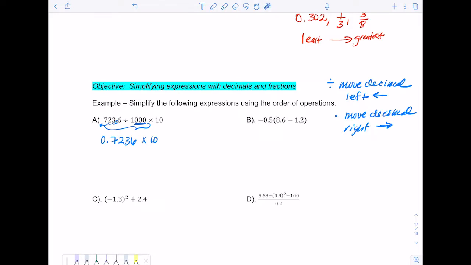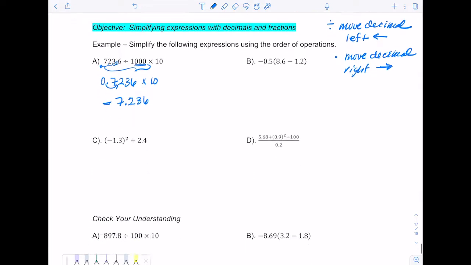Now remember, when you're multiplying by 10, you're going to move the decimal to the right. How many places? Just 1, because you've got 1 zero there. So if I move this to the right, my answer is just 7.236. The rest you're going to have to work out using order of operations.